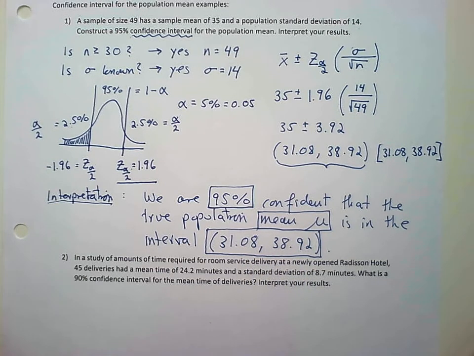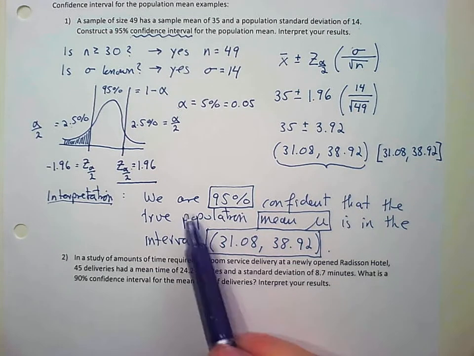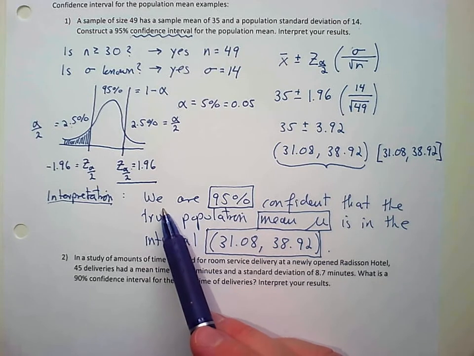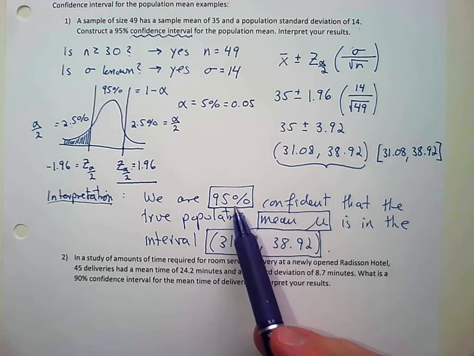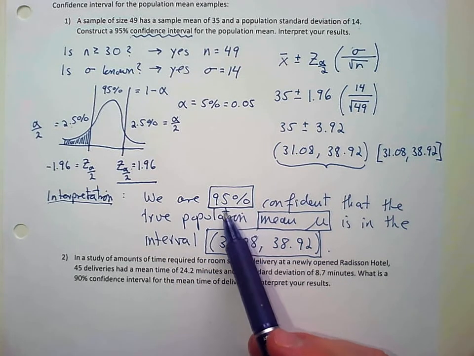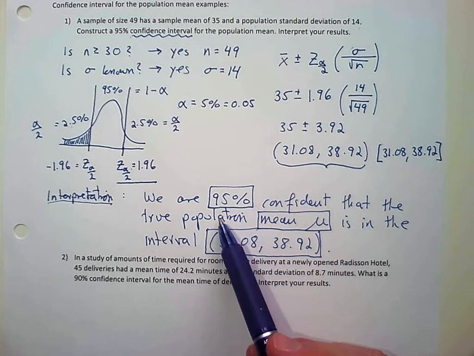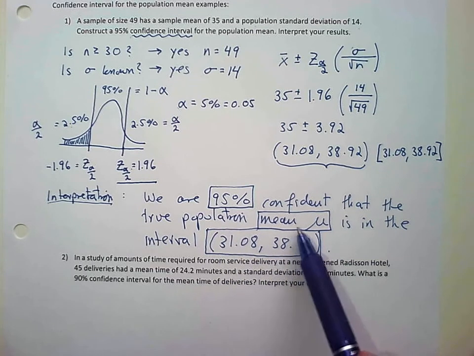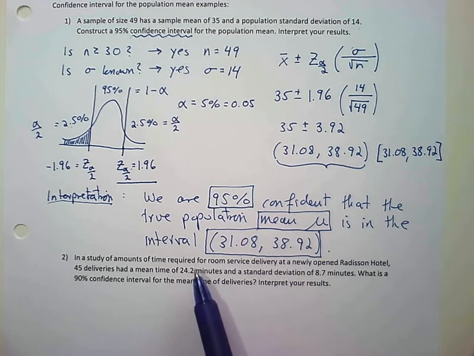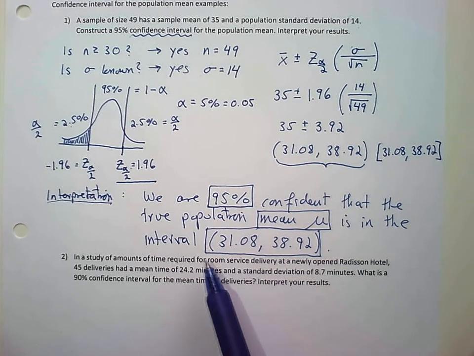But one thing that is a very, very common mistake is that when people say this, they say something to the effect of, there is a 95% probability that the population mean mu is in some interval. Saying that there's a 95% probability that mu is in that interval is fundamentally incorrect.